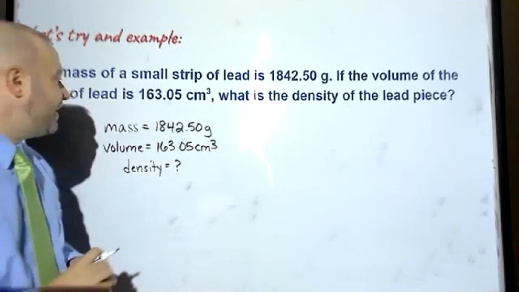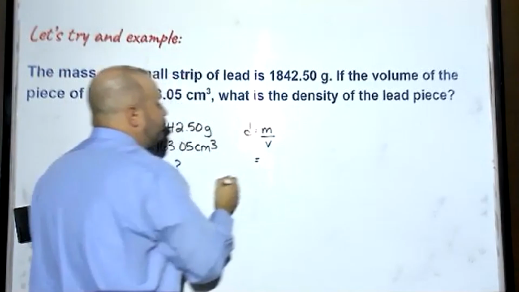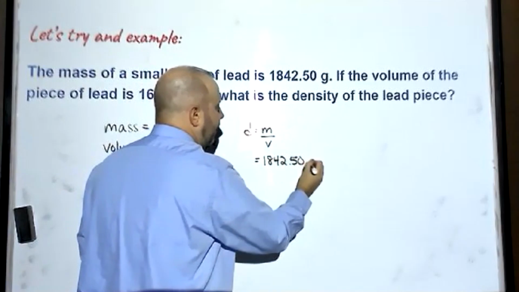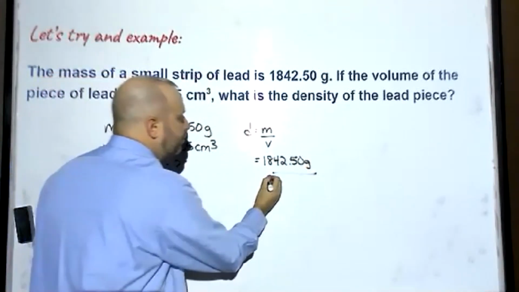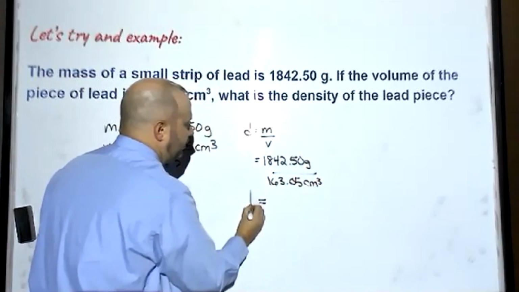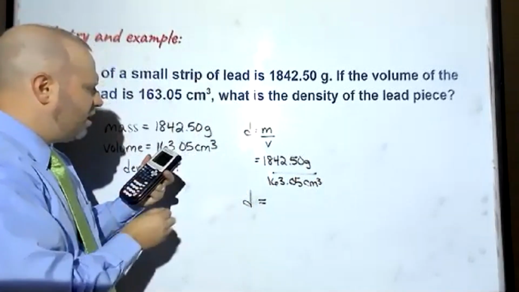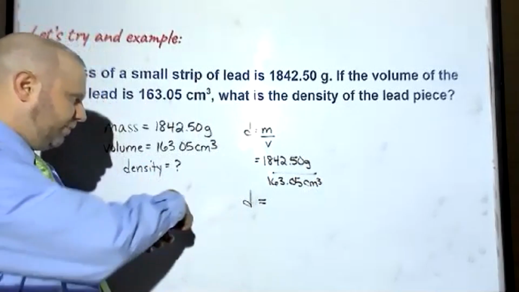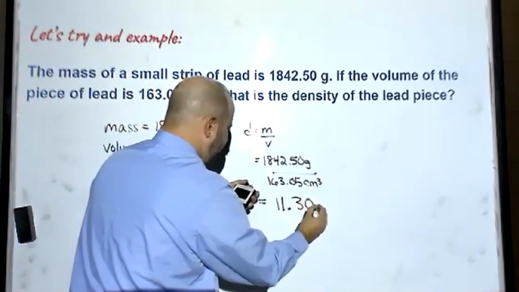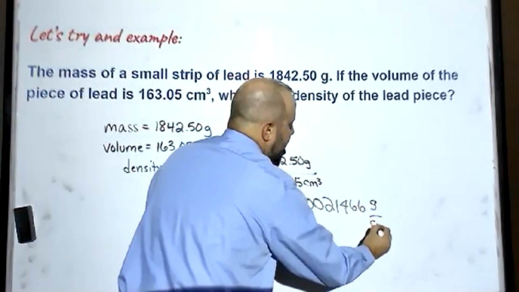On the previous page, we said density is equal to mass divided by volume. So now I can plug in my values: 1842.50 grams over 163.05 centimeters cubed. And I wind up with a density value equal to, let's take a look at this, we have a whole bunch of decimals here, 11.300214666, and that has units of grams per centimeter cubed.